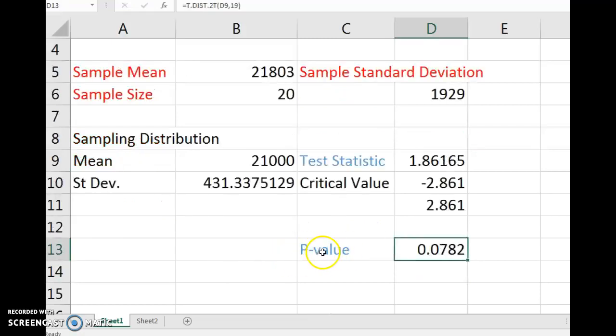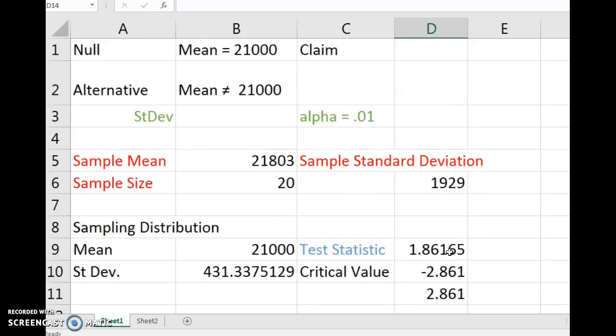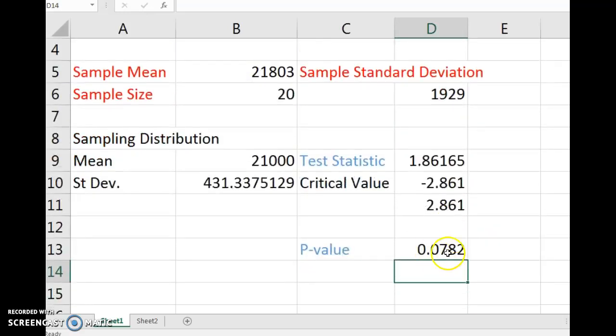If you want to think about the p-value approach, Excel has this formula, and you just type in your test statistic and your degrees of freedom. And this is for two-tailed, that's what the .2T means. And so the probability of getting a sample like we did, or one even further in the tails, is this right here, and this is bigger than alpha. So again, that's another test that reaches the same conclusion that we do not reject the null hypothesis.